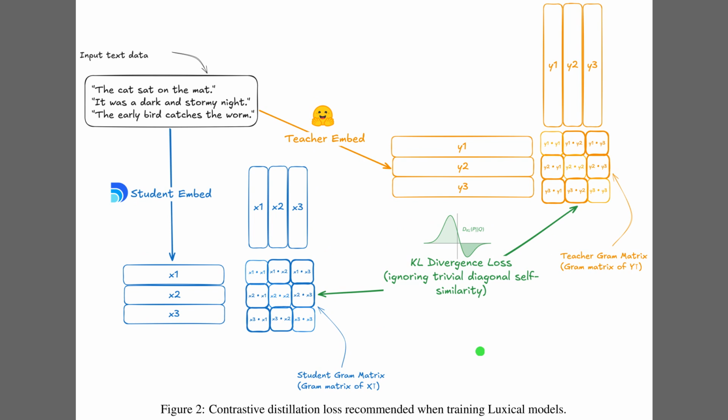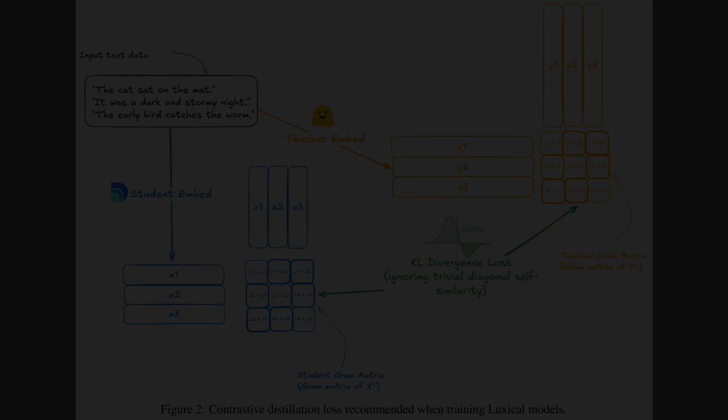Figure 2 now explains how the tiny model actually learns from a powerful transformer teacher. The input text goes through both teacher and student embedders, producing 2 sets of vectors that appear as blue X rows and orange Y rows. These vectors form student and teacher gram matrices, which are tables of all pairwise similarities inside the batch. A KL divergence loss then forces the student similarity table to match the teacher's table, so the cheap model copies the teacher's geometric structure without recreating its full architecture.